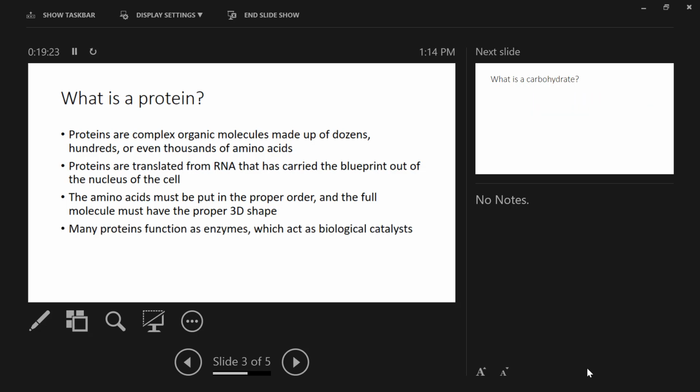And so many of our proteins, not all of them, and probably not even most of them, but many of our proteins function as enzymes, which are biological catalysts.